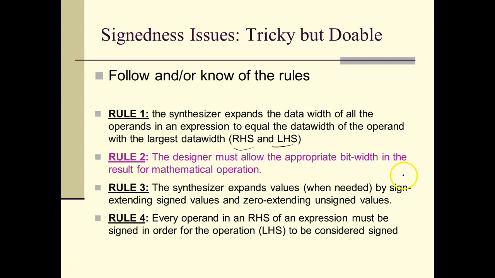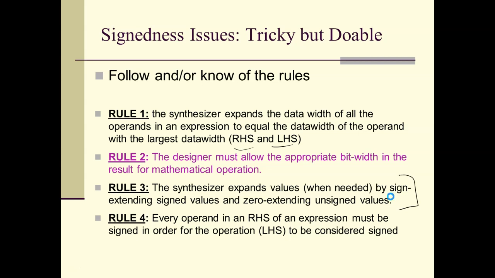So when I'm expanding things, this is related to rule 1. It expands things based on the signedness of the numbers. If the numbers were declared signed, it sign extends them. If the numbers were not declared signed, it zero extends them. If not declared signed, it defaults to unsigned, of course. Very simple rule there.